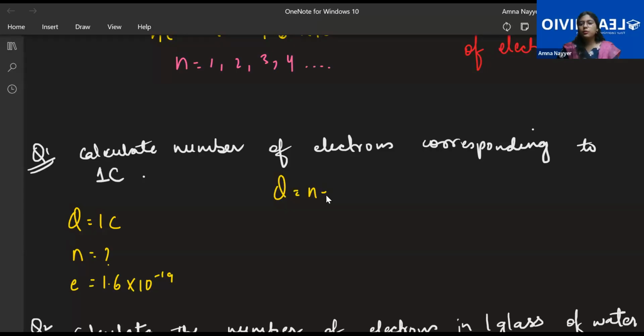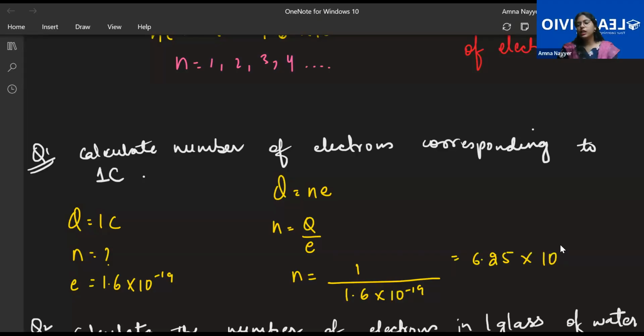So see, Q is equal to NE. Now we need to get N. It will be Q by E. So Q is 1 coulomb. E is 1.6 into 10 to the power minus 19. So when you solve this, this will be 6.25 into 10 to the power 18 electrons. Very easy question. Charge is 1 coulomb. Calculate the number of electrons. Easy? Clear? Yes, ma'am.